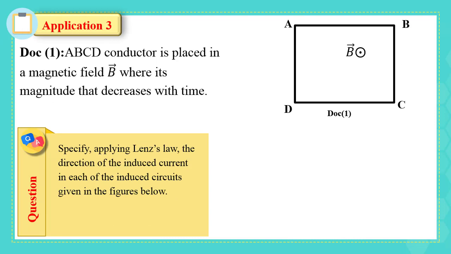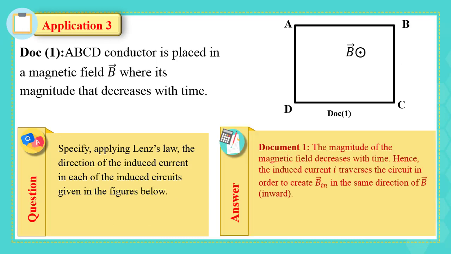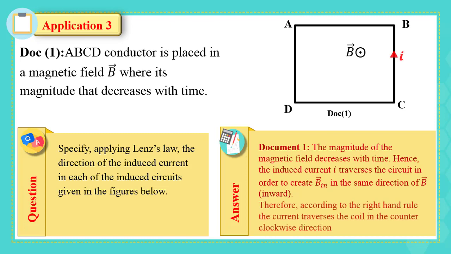Document 1. The magnitude of the magnetic field decreases with time. Hence, the induced current I traverses the circuit in order to create BI in the same direction as B, inward. Therefore, according to the right-hand rule, the current traverses the coil in the counterclockwise direction.